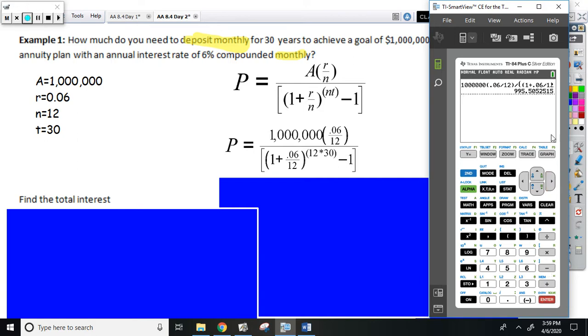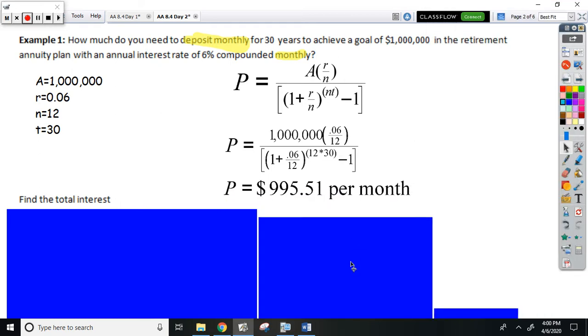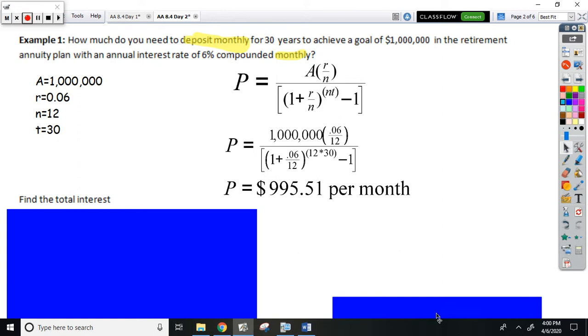Close your parentheses. We should get a smaller number because this is an amount that we're going to be depositing every single month for 30 years. So, $995.51 per month.